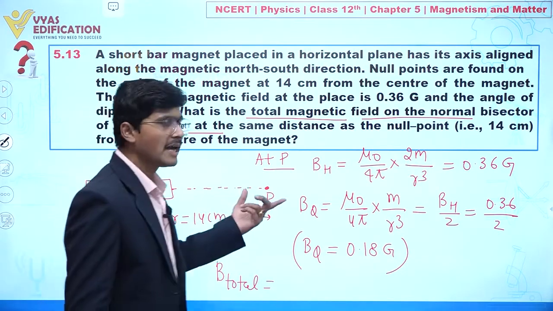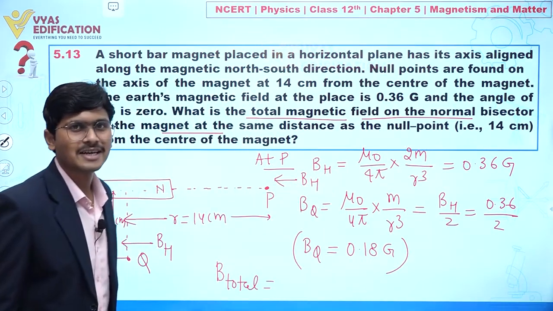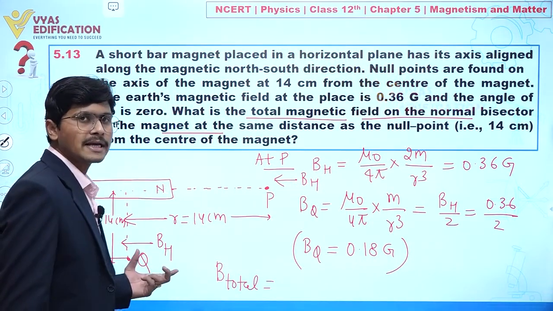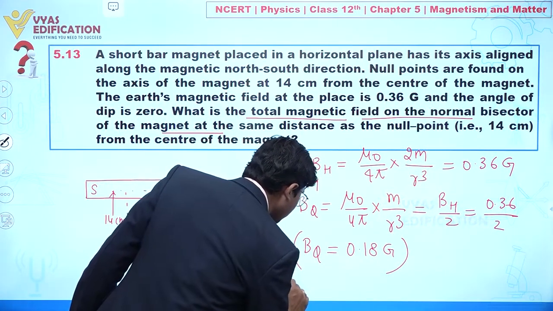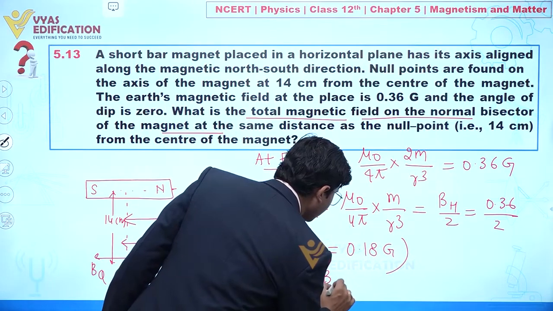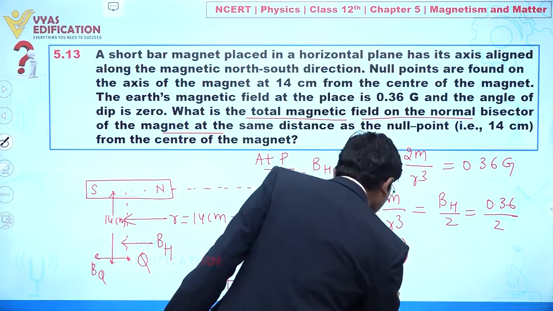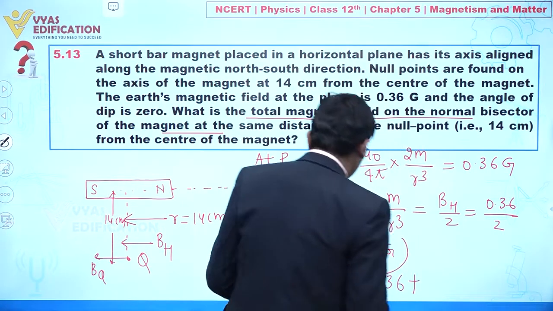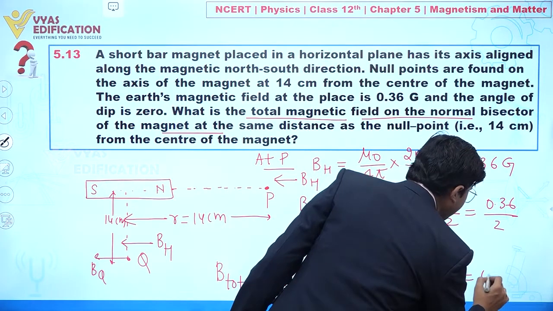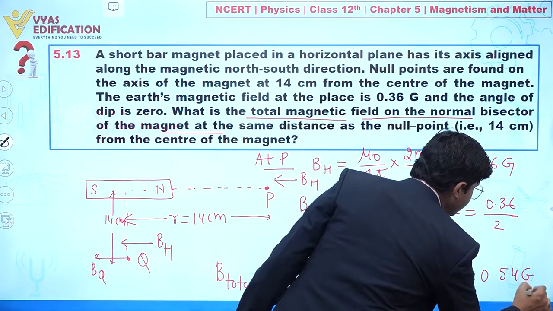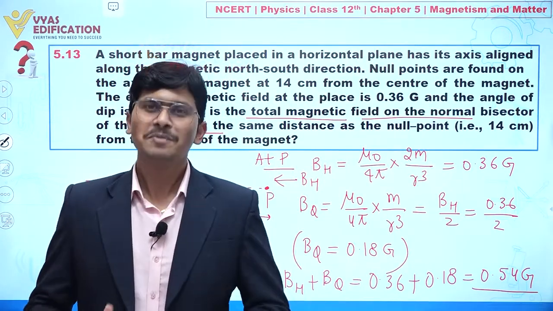You can see at point P you are assuming BH in this direction, that's why you are getting a null point there. So now the total magnetic field at point Q is given by BH plus BQ. What is the value of BH? This is 0.36 Gauss, plus BQ, which is 0.18. So from here we get 0.54 Gauss. This is the value of the total magnetic field at the equatorial position.